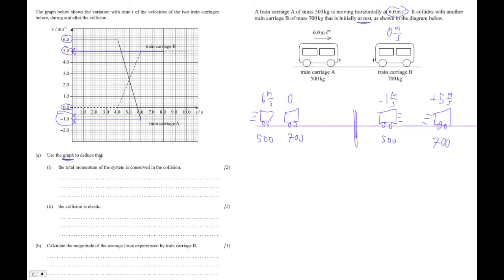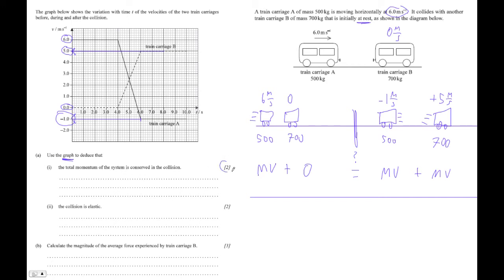So deduce that the total momentum of the system is conserved. That means that this momentum equals that momentum. So you're going to go m times v for this guy plus m times v is 0, because it's not moving. Then the question is, does it equal? So calculate this, and then you can calculate this. Notice that this guy's moving backwards, so don't miss that minus sign there. And then this guy's moving forward, so that's positive. So this times this plus this times this, does that equal this times this? So that's what you're going to do for the momentum.